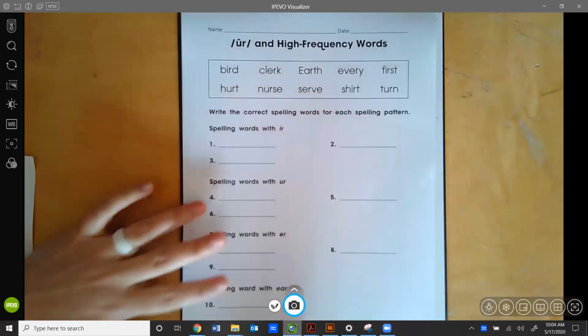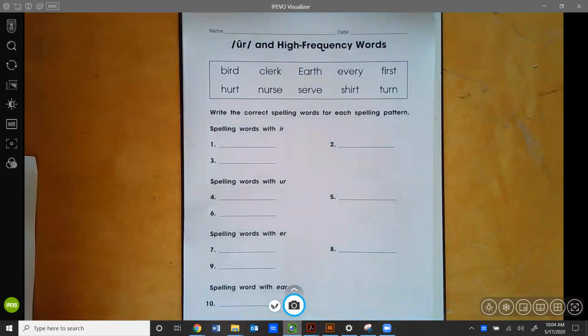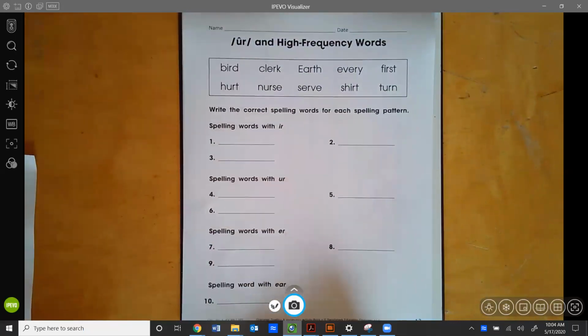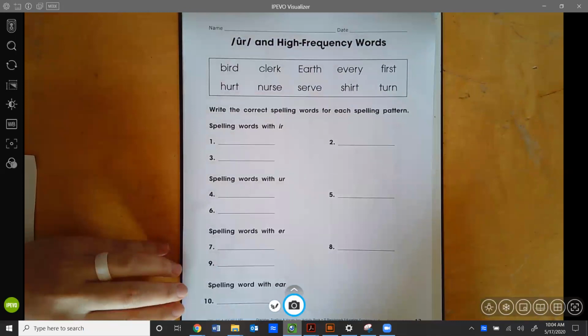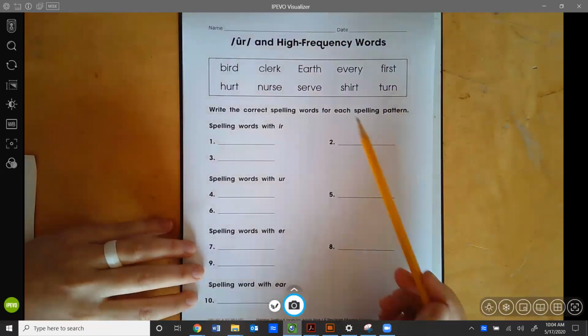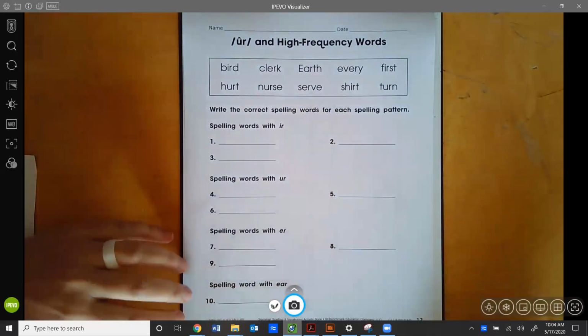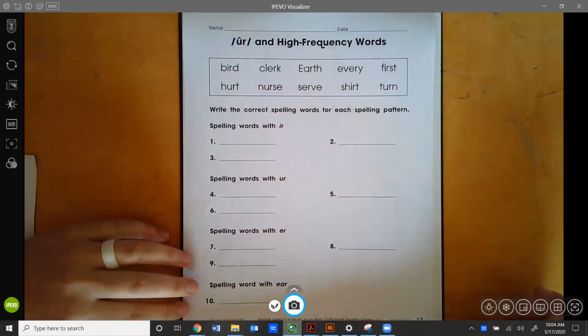Okay, let's flip it over and let's take a look at our high frequency words. So now we're going back to that sound, our R controlled vowel sounds. And again, it's not just UR, we're looking at words that have IR, UR, ER, and EAR. Those all make the same sound. So what you're gonna do is take these words here at the top and sort them by spelling pattern.